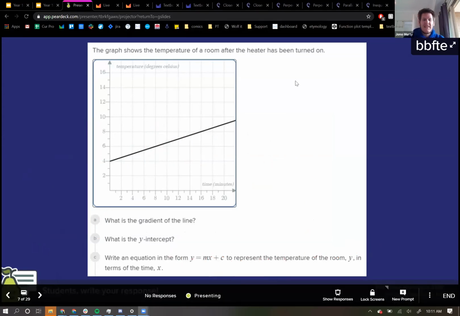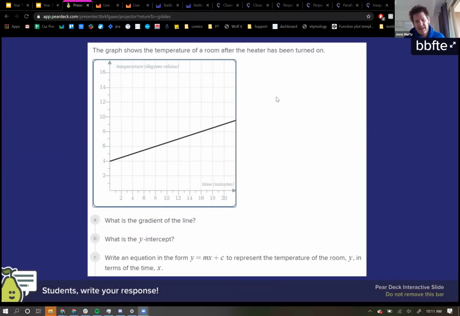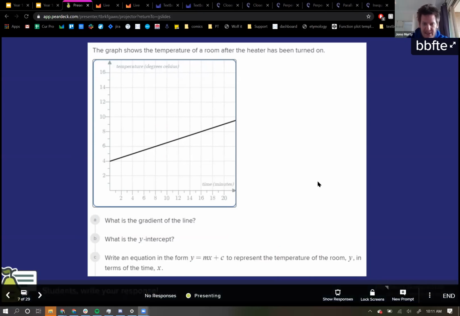Okay, so in this case, we've got the graph already given. Similar questions. What is the gradient of the line? What is the y-intercept? And then write an equation in the form y equals mx plus c to represent the temperature of the room, y in terms of the time x. So here we have a graph, x-axis has our time in minutes, y-axis shows the temperature of the room after the heater has been turned on.